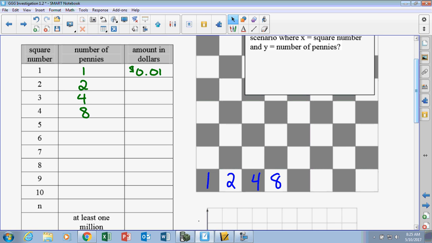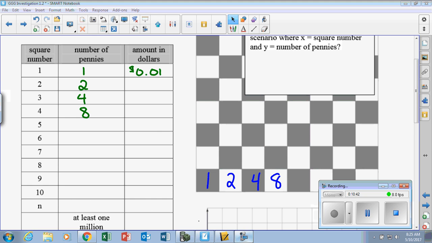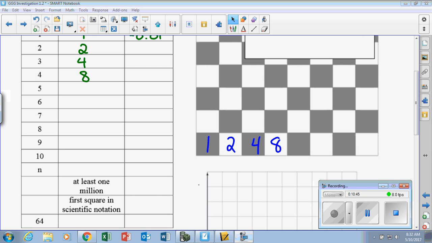Okay. So I want to give you guys about 5 to 7 minutes just to work on filling in the table. And if you need to, help yourself by also filling in the chess squares. Make sure that it stays consistent. So again, we're going to pause this video and let you guys work on filling in your table together.